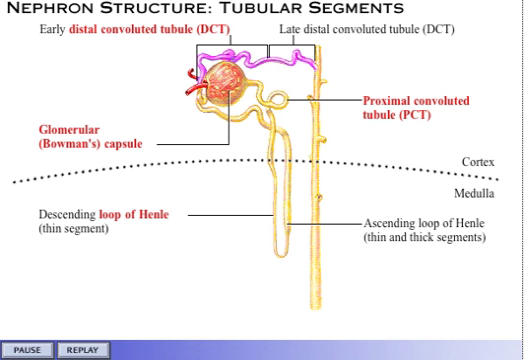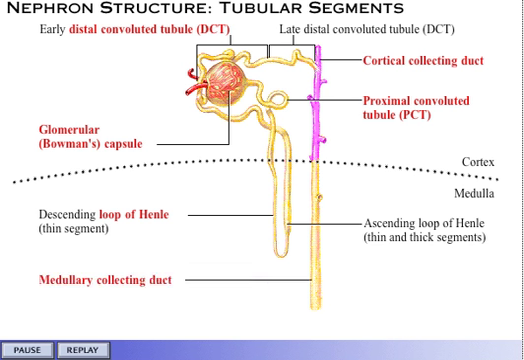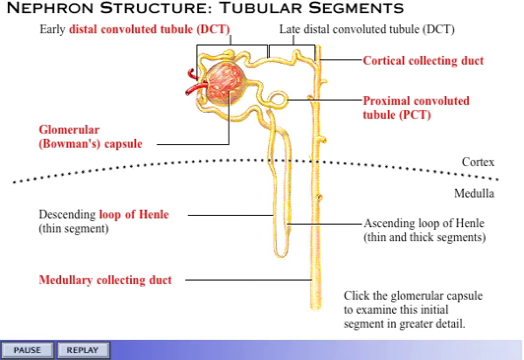convoluted tubule, or DCT, eventually emptying into a cortical collecting duct. This duct extends into the medulla, forming the medullary collecting duct, which carries the urine through the tubules of the renal pyramids to the renal pelvis. Click the glomerular capsule to examine this initial segment in greater detail.